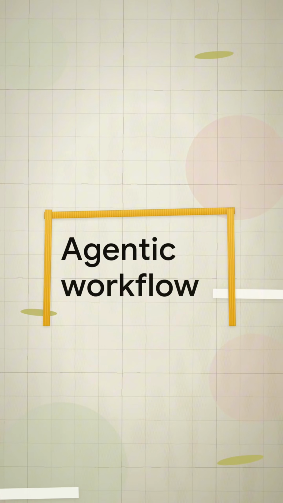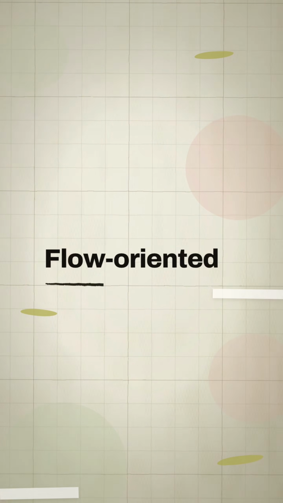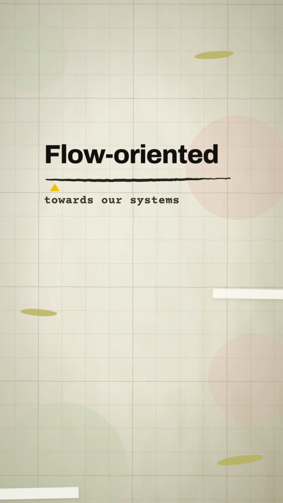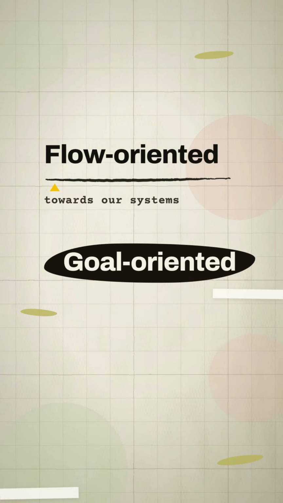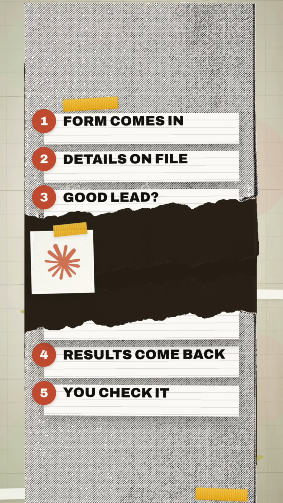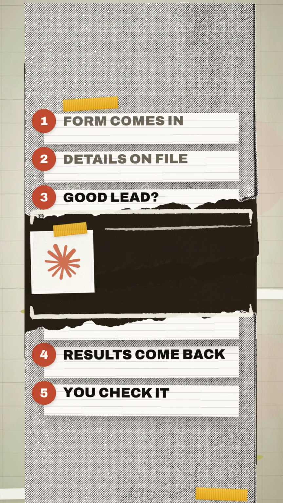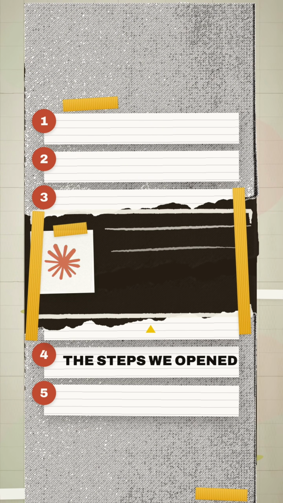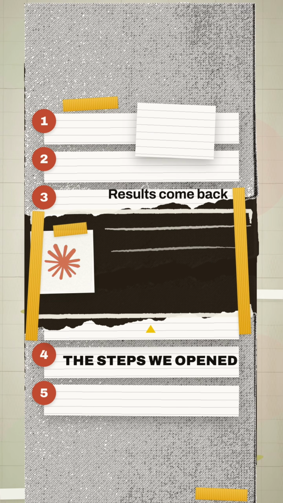Agentic workflow means we create a process that is flow-oriented towards our systems, but we leave certain steps goal-oriented on purpose. What that means is that we decide the phases, and AI is only able to decide inside the steps that we opened up for, and then the results come back into our flow and get checked.